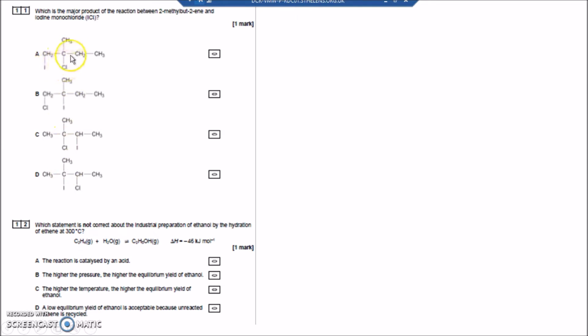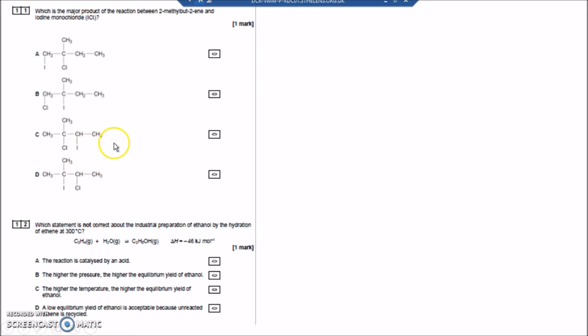So the I and the Cl have bonded across the double bond. Now they're in the wrong position. They need to bond across this double bond at carbon number 2. They're in the wrong position. C are in the right position and D are in the right position, across in between carbons number 2 and number 3 where the double bond has been. So ICl has bonded across that double bond. So A and B are automatically incorrect. The question is, which way round are these two?